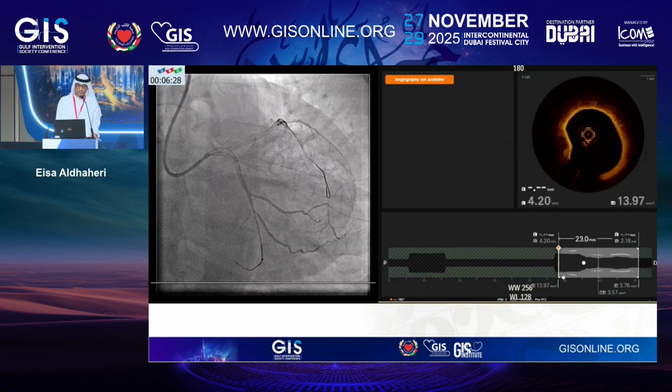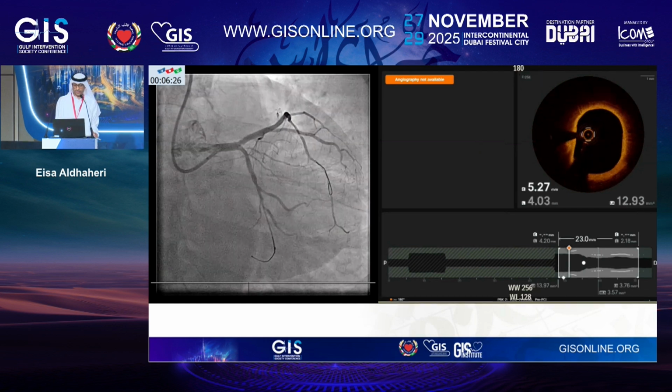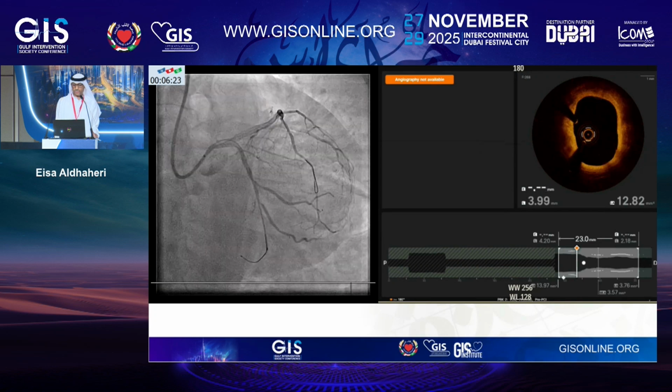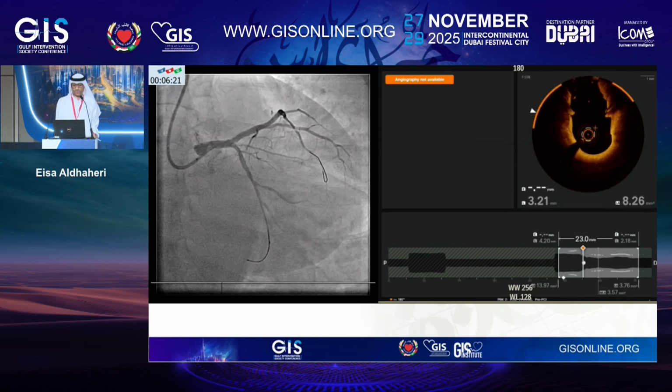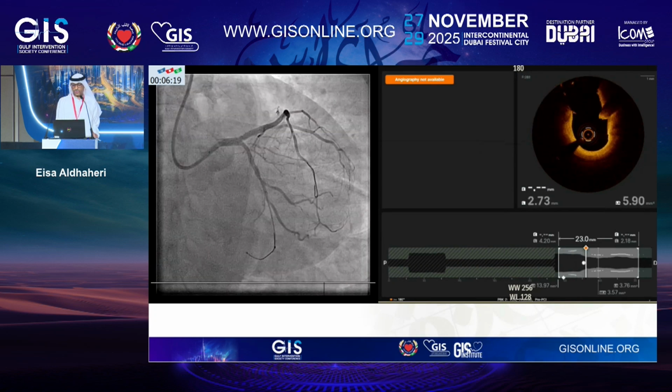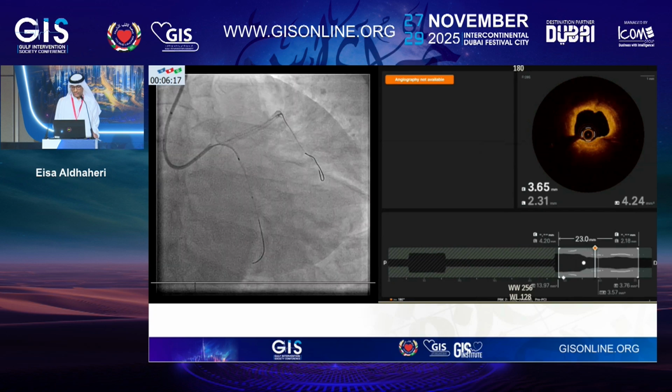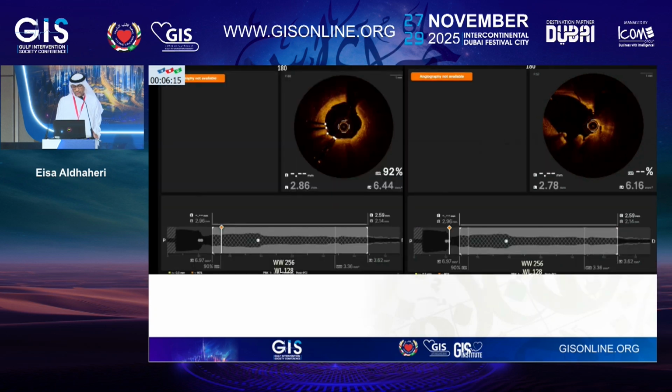And if you come to see, the OCT is showing the same thing. There is some strut protruding into the left main with the thrombus, and there is also a thrombus on the ostial part of the circ as well. So these are the still images of the OCT.